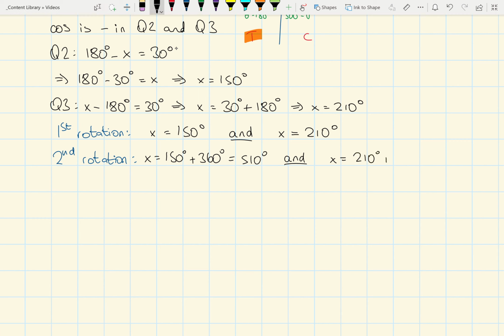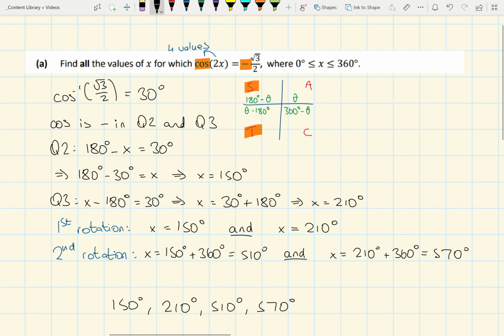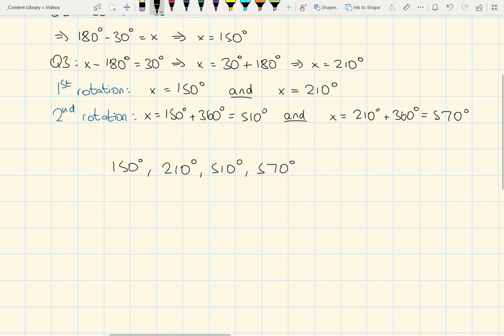And our second answer, we have 210 plus 360. Again, into your calculator just for peace of mind. We get 570. So from that, the values we've gotten are 150, we'll just make a list, 210, 510, and 570. Now, this is where, again, we come back to our 2x. So what we found is 2x is equal to, but we were asked to solve for x, so we're going to divide everything by 2.